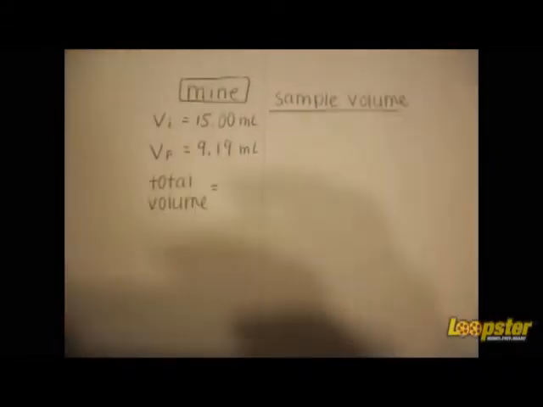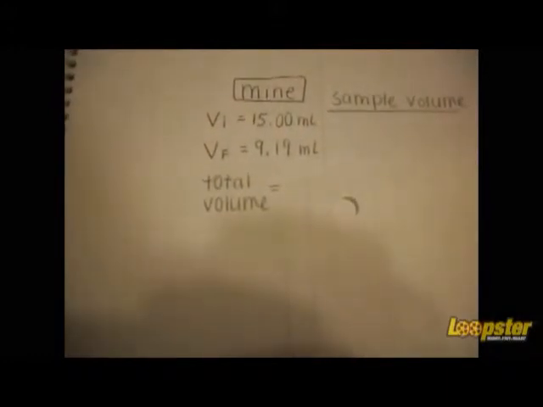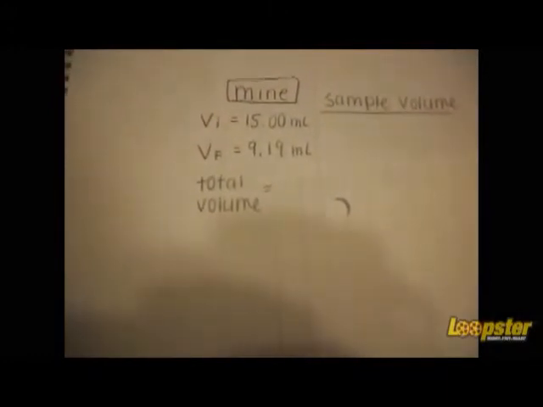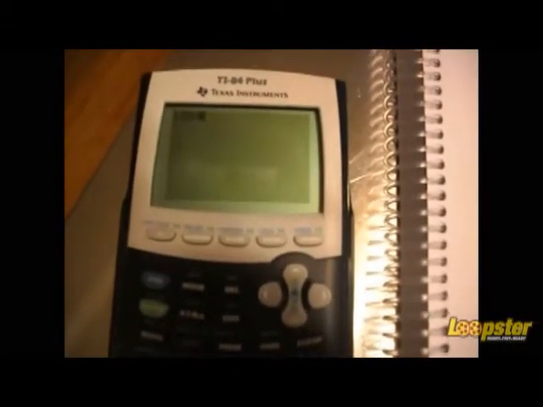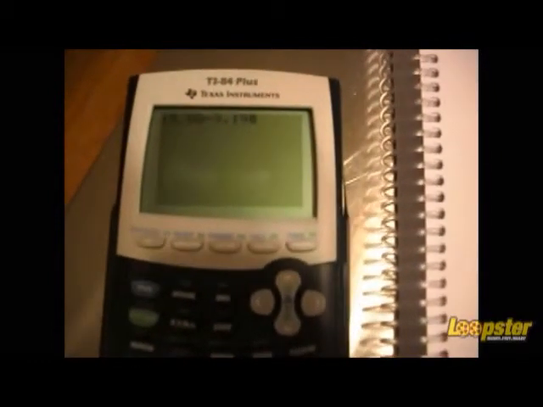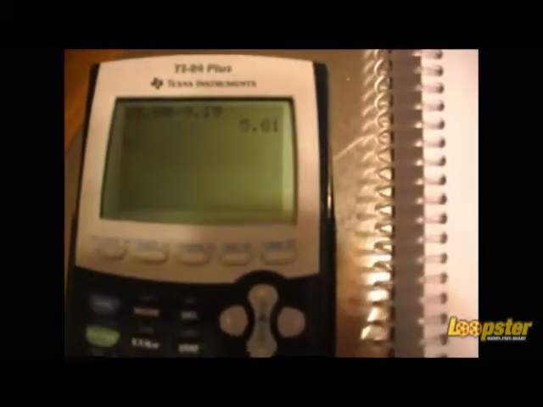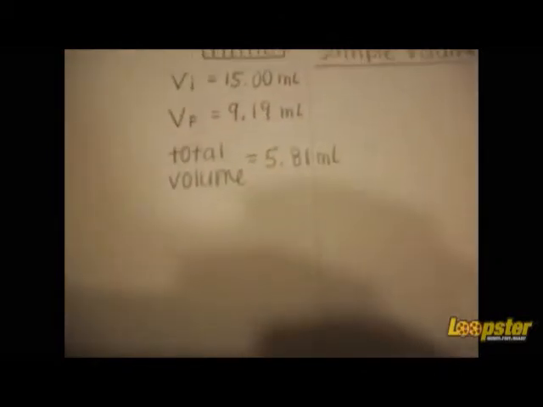milliliters. So now that we have calculated the initial volume and the final volume, we will now be able to calculate the difference of the two using a calculator. Here we go. Use 15 milliliters minus 9.19 milliliters. We get 5.81 milliliters. And there is our total volume.